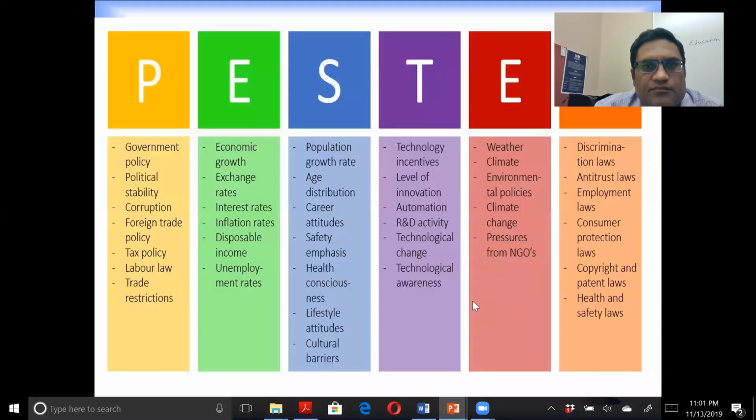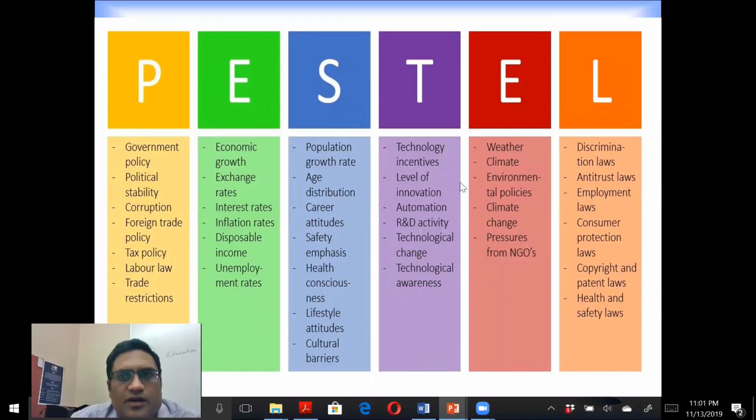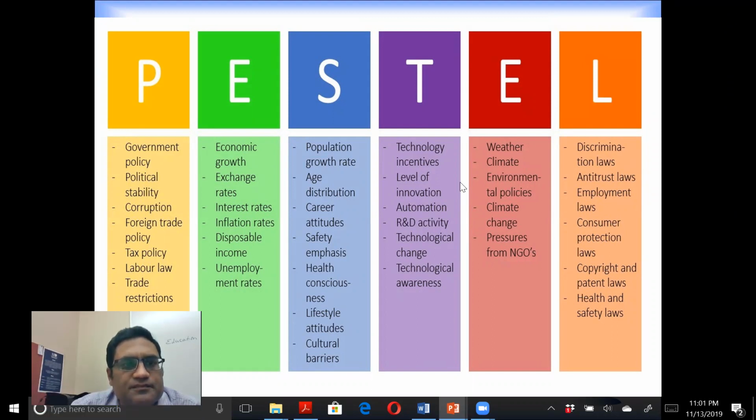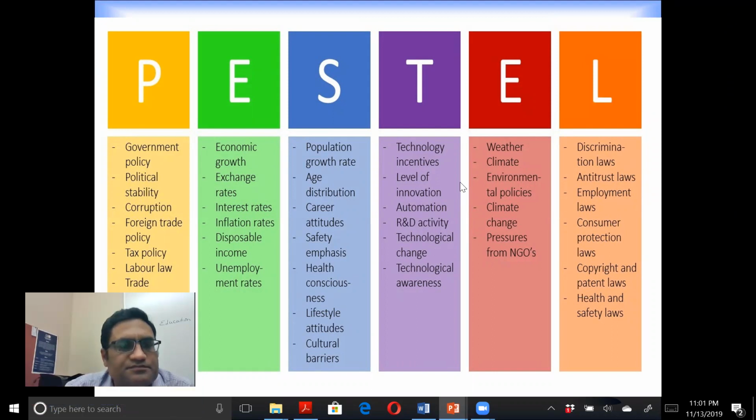Okay, so PESTLE is this right here. Let me move this. As I mentioned, you want to look at the things that are most applicable, and as I said, pick one from each of these. P stands for political, E is economic, social, technological, environmental, and legal. So you're supposed to pick one from each of these.